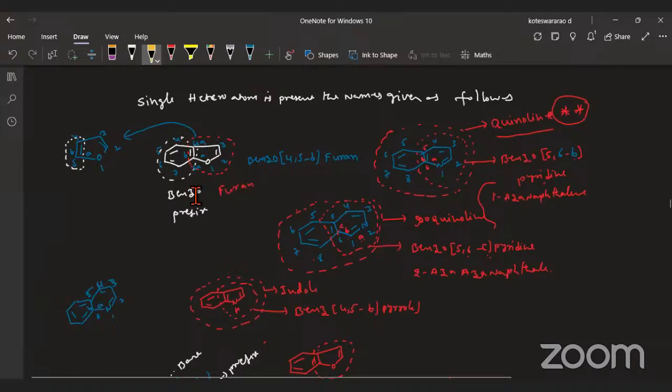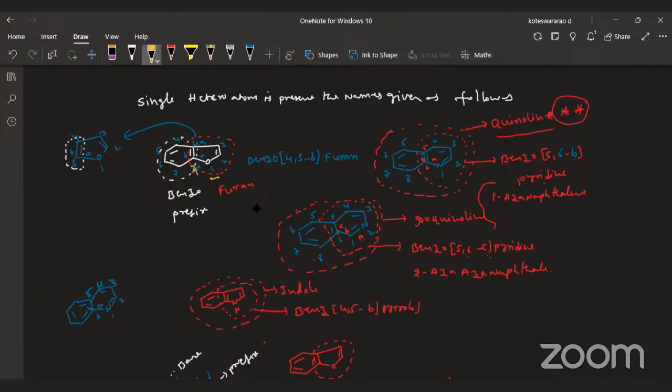Whenever we are going to give the perfect IUPAC name, we need to start the numbering. In this case, start the numbering with the heteroatom, like here 1 on the oxygen, 2, 3, 4. This fused carbon is called 4A, then 5, 6, 7, and 7A. The fused carbons are denoted as 4A and 7A.